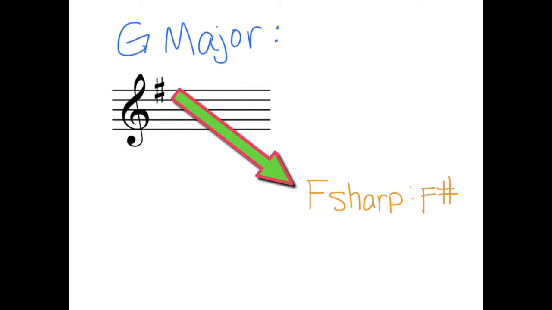Okay, for example, let's look at G major. So G major, as you can see, has one sharp. Right here, this is F sharp. This is how it's commonly written. So as you can see, on this top line is F sharp. This means that every F the musician sees in the music will be played as an F sharp.